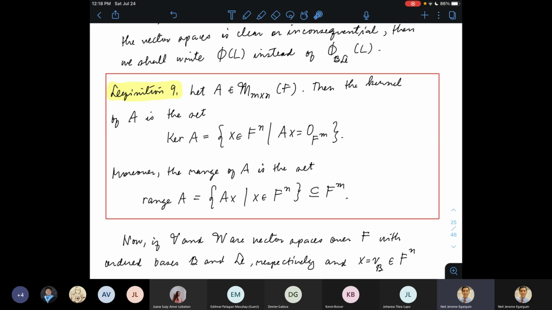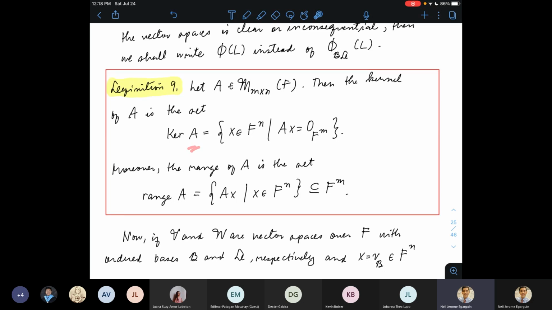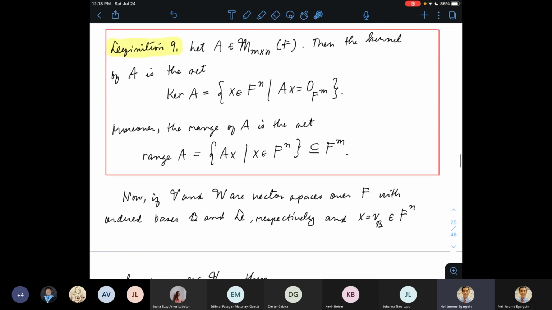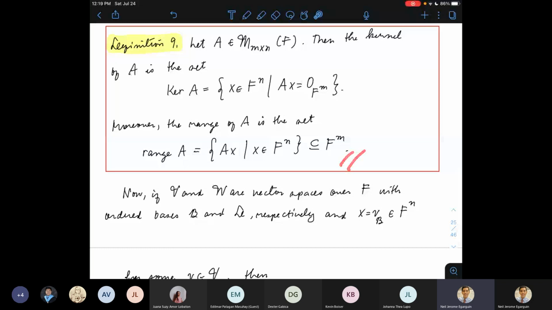Hopefully you notice that this is very analogous to how we define the kernel of a linear map, right? Ang kernel ng isang linear map ay lahat ng element ng domain na ang image under the linear map ay yung 0 vector. Ang kernel ng isang matrix ay lahat ng m by 1 vector na pag pinre-multiplyan mo ng A, ang sagot ay yung 0 vector from your codomain. Okay? And the same thing happens for the range.